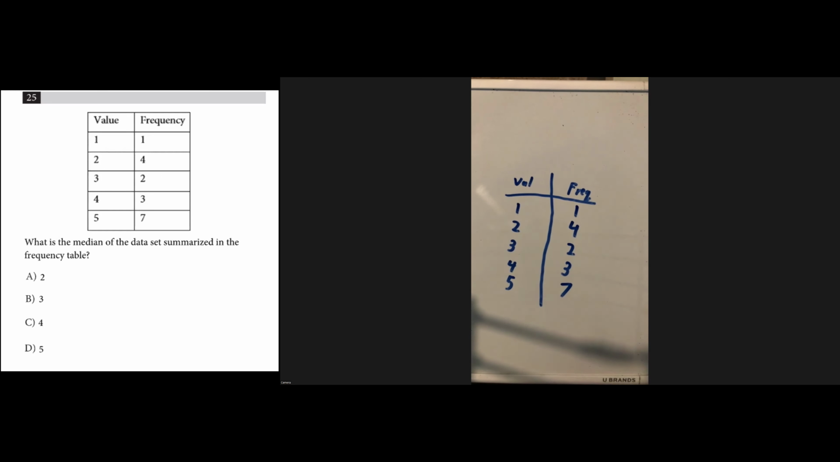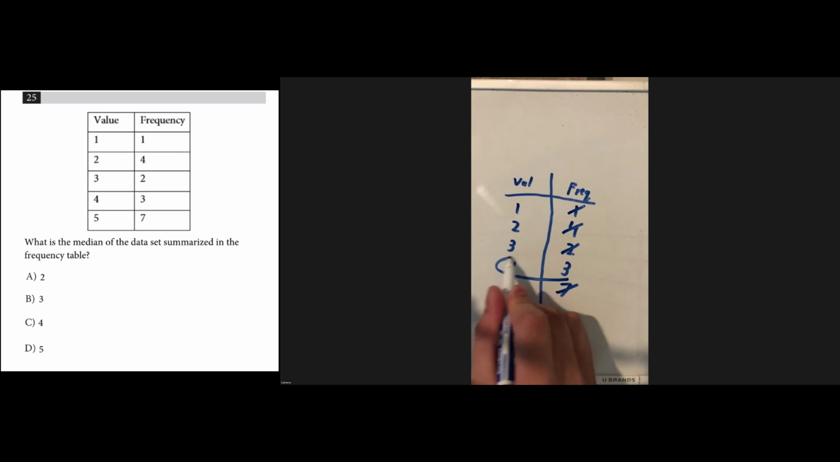Okay, so for question 25, we're asked to find the median, which is basically the middle of a data set when you organize it from least to greatest. An easy way to do that for this is that we have a frequency of 7 here. So we just need to also cross out 7 from the top. So we have 1 plus 4 is 5 plus 2 is 7, which means that this is our center at a value of 4, which is answer choice C.